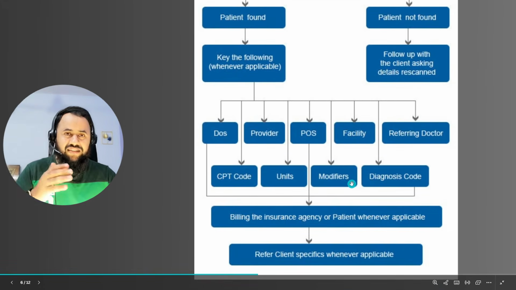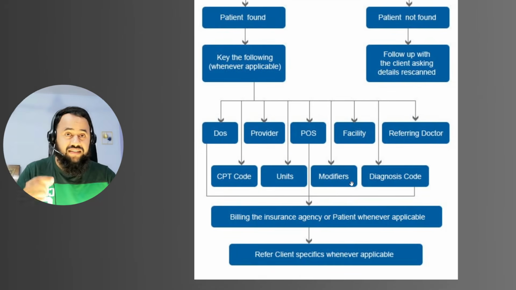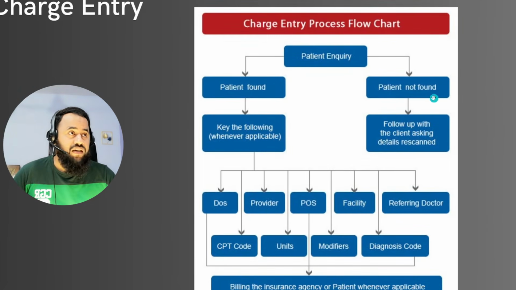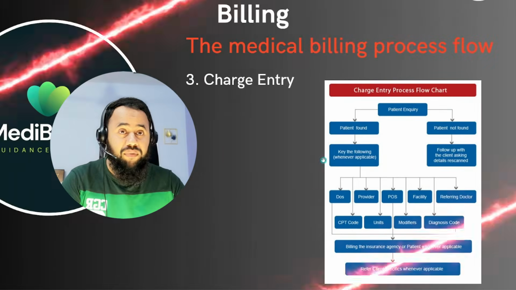So we will understand these steps in much more detail in our upcoming lectures. So we will be adding all that kind of information, billing the insurance agency or the patient whenever applicable, into our claim. But if the patient is not found, then we will follow up with the client asking for details. So we need to verify which insurance company the member is eligible with, or the member is active.